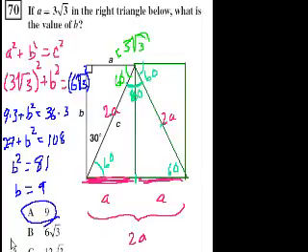Anyway, you should watch the videos I've done in the trigonometry playlist on 30, 60, 90 triangles if you want to be able to do this faster. But I think that was useful because you've actually seen how you can figure out the sides of a 30, 60, 90 triangle without having memorized it ahead of time.